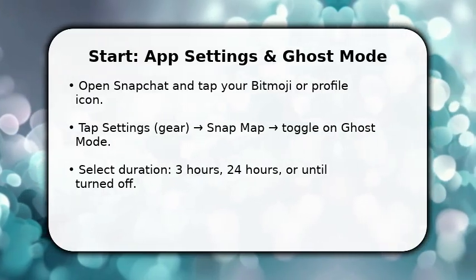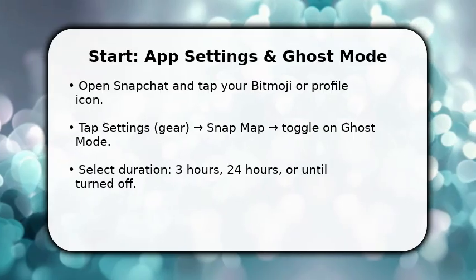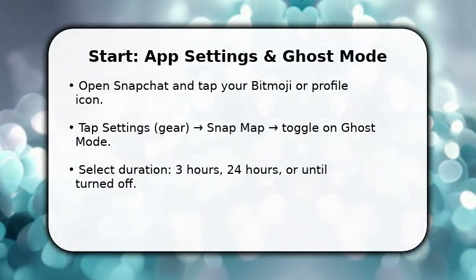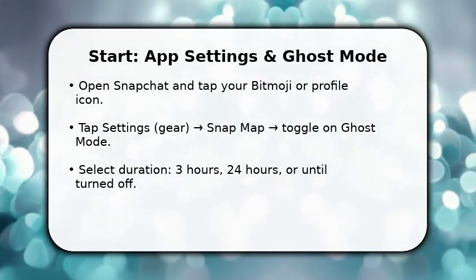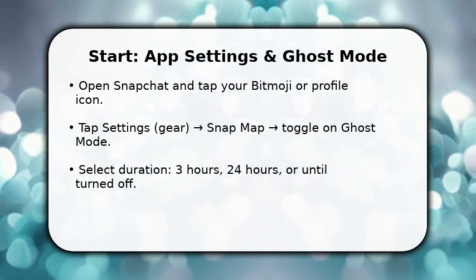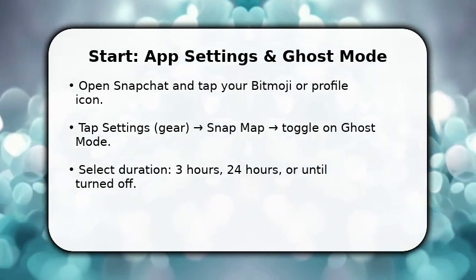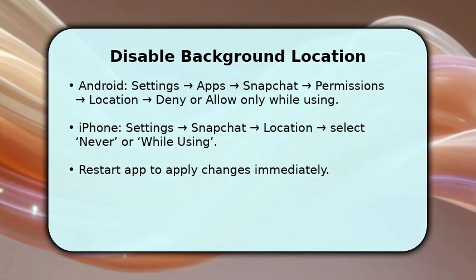This step cuts off live sharing with friends while preserving other app features, making sure your location won't update for the selected period. Next, stop Snapchat from accessing your location in the background so Ghost Mode can't be overridden.